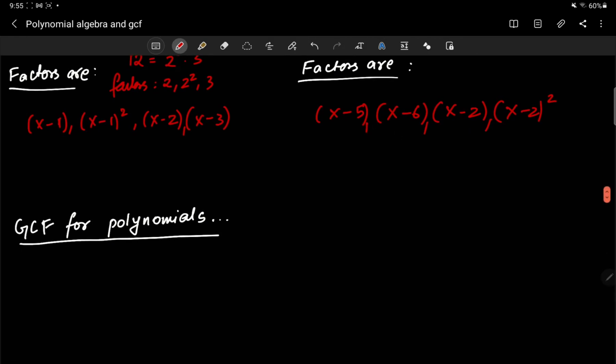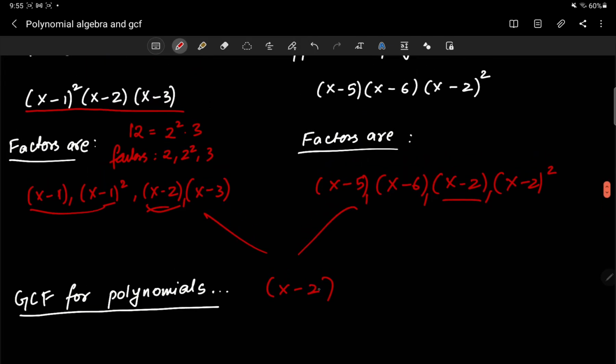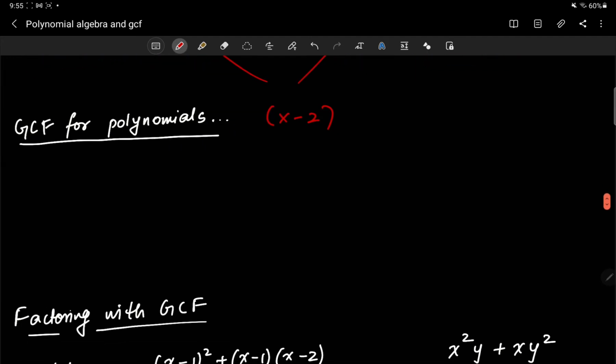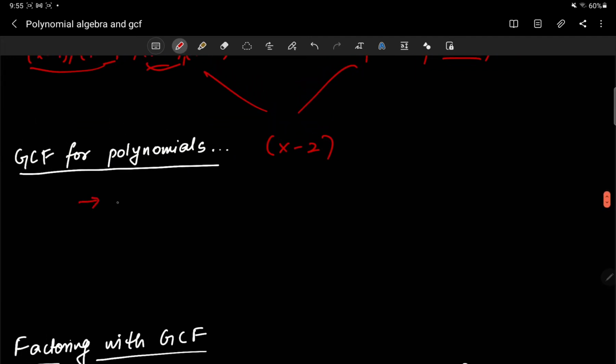So what's the greatest common factor? We use the same rule. There's x minus 1, but there's no x minus 1 here. X minus 2, there is, and the lowest power is 1, so it's x minus 2. There's no x minus 3 in the second one, and there's no x minus 5 or x minus 6 in the first one. So the greatest common factor here is x minus 2. And you can see that's the only factor that is dividing both of the polynomials. So the GCF for polynomials is the same as for numbers.